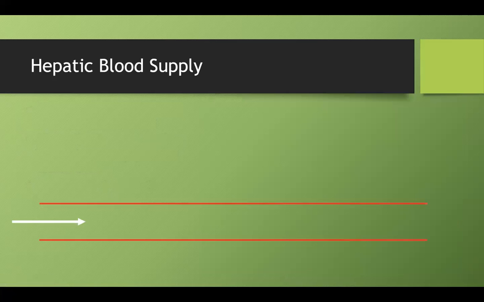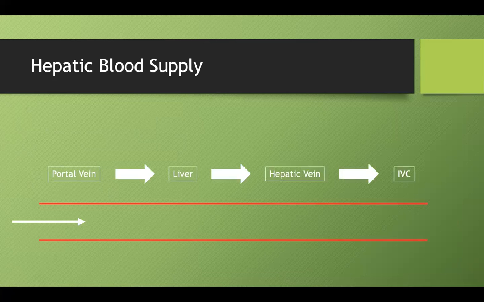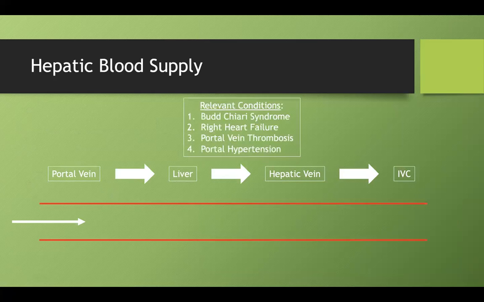If we have our blood supply flowing from left to right, you have your portal vein, liver, hepatic vein, and IVC. And I like showing it in this diagram because we can start talking about some of the clinical conditions and the subsequent effects of those conditions. So here's some relevant conditions. We're going to talk about the first three conditions right now because it relates most to this blood supply.